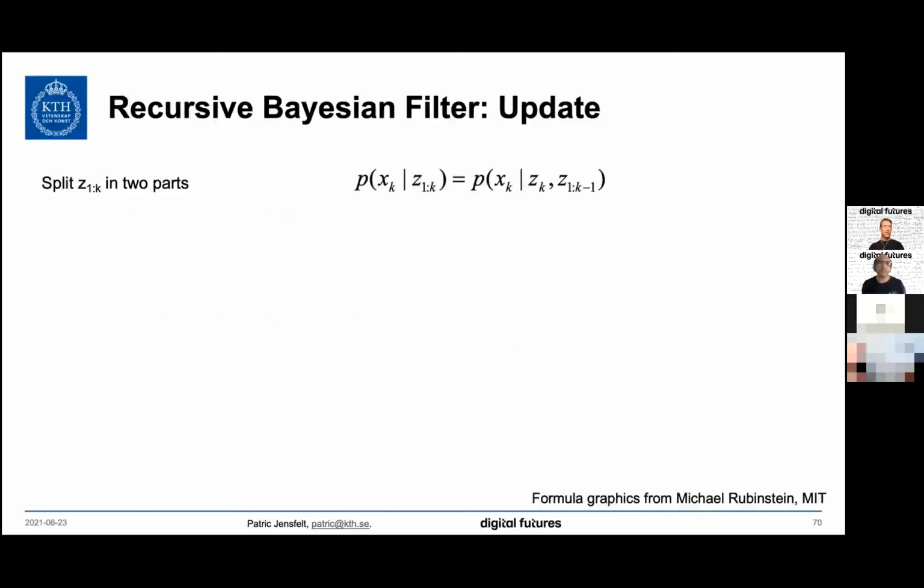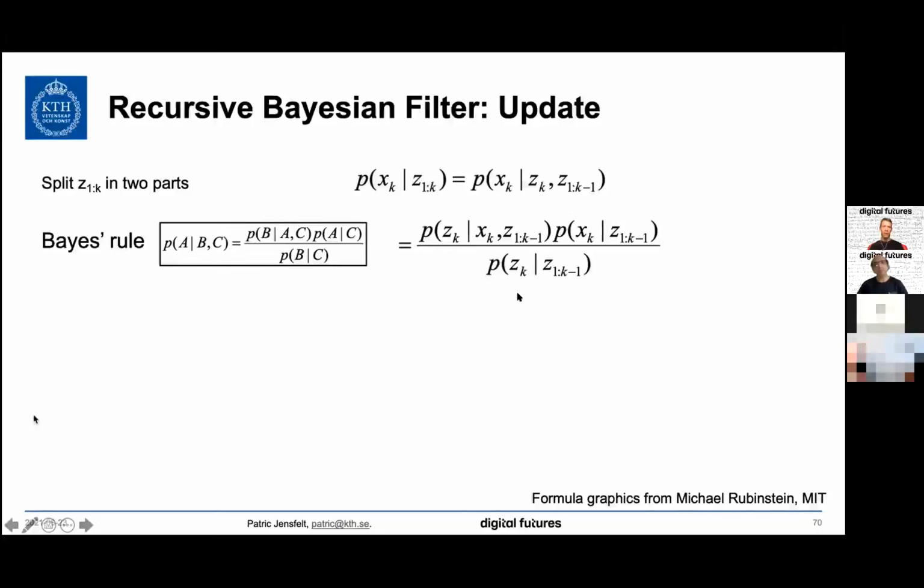If we look more specifically at the update step in a recursive Bayesian filter, the first step, if we want to derive the equations, is to realize that we can split the data here into 2 parts. We can look at the last bit plus all the old ones. Then we can apply Bayes' rule, which in this case looks slightly different because we have conditioned all of the terms here on another event C, which in this case is the old data.